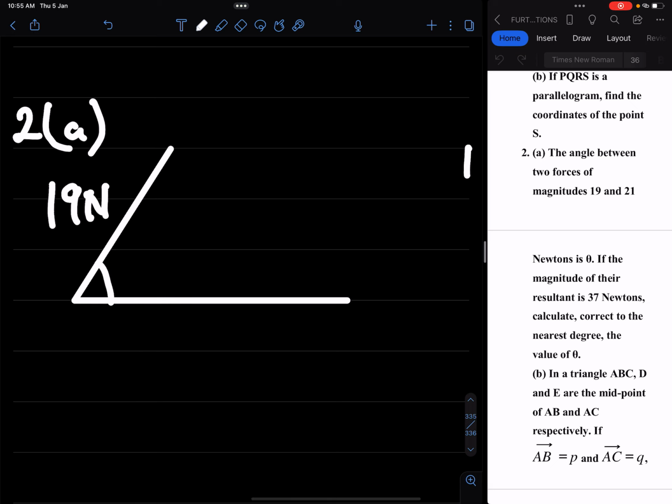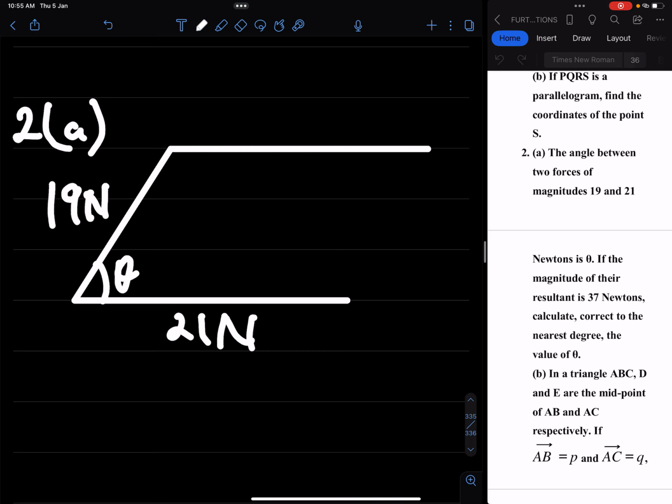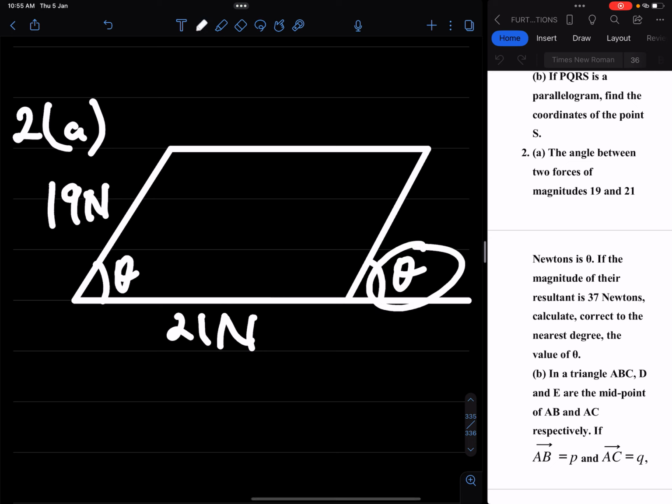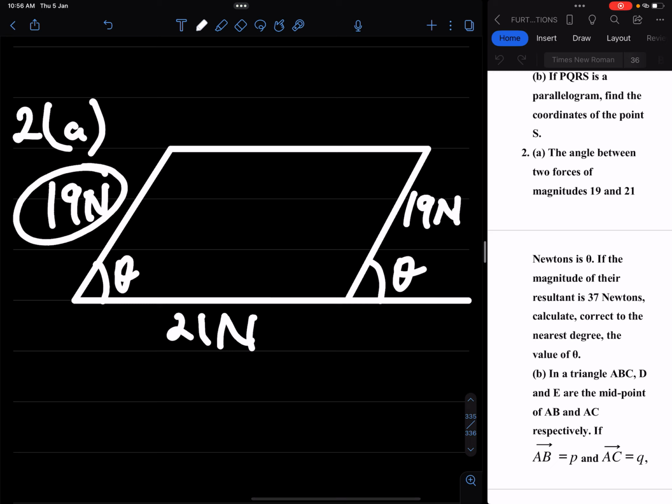Now if I represent the forces by the sides of a parallelogram, the angle between them is theta. That means this is theta. Now I can complete the parallelogram this way. This is 21 newtons. If I extend this length, this angle will also be theta, because this angle and this angle are corresponding angles, so they are going to be equal. Now, if this is 19 newtons, of course, this will also be 19 newtons.